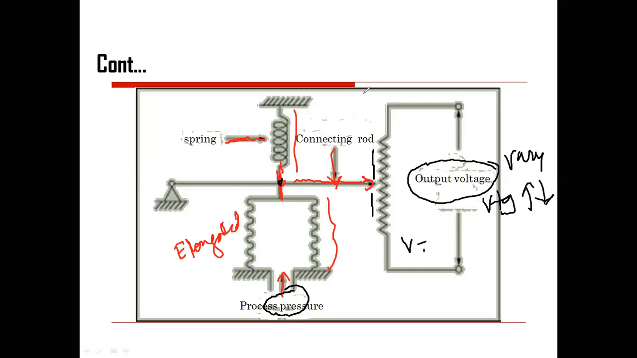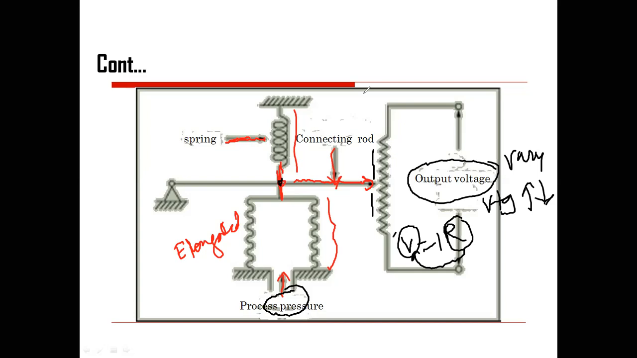because as per Ohm's law, V is equal to IR. Now, what is going to change? The resistance is going to change, which is going to reflect on the change in the voltage. But what causes the change in voltage?